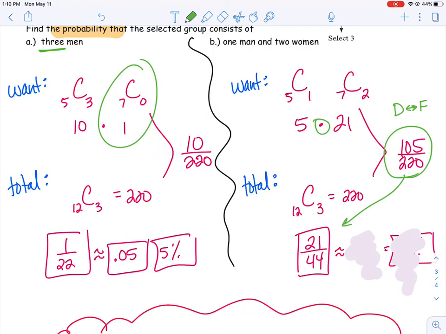But you should get 21 out of 44, or 0.48, or we could say 48%. There's a 48% chance that you will pick 1 man and 2 women if you have a group of these 12 people to go to the conference. Okay? Being very organized, being very clear, showing me all of your different setups so I know exactly where your numbers are coming from, so I can give you full credit for the correct answer, and I can give you partial credit if you make a mistake somewhere, but I need to be able to see all of your work for each little part there.